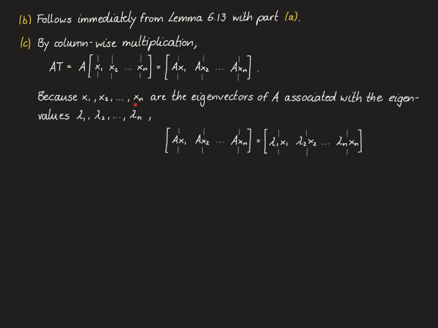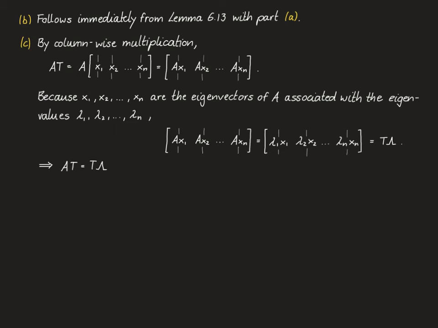Because x1 through xn are the eigenvectors of A associated with the eigenvalues lambda 1 through lambda n, this matrix can also be written as the matrix of the column vectors lambda 1 x1, lambda 2 x2, and so on up to lambda n xn, which is in turn the same as T times the diagonal matrix lambda.